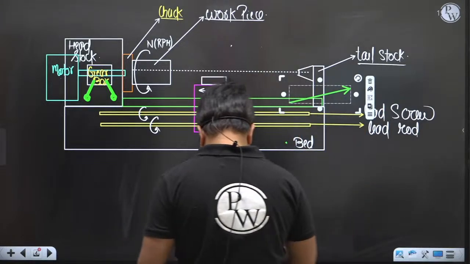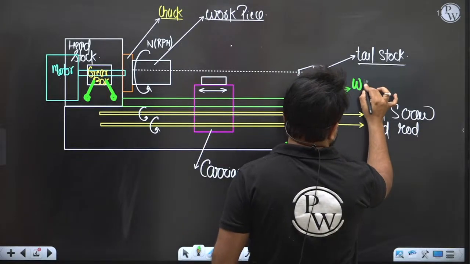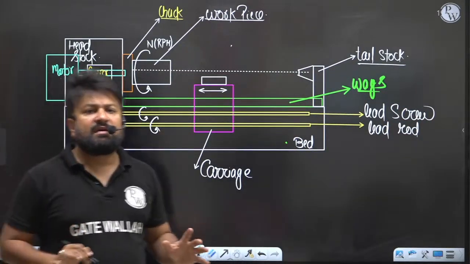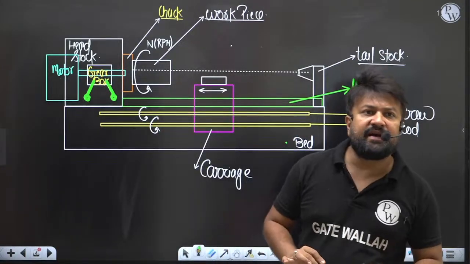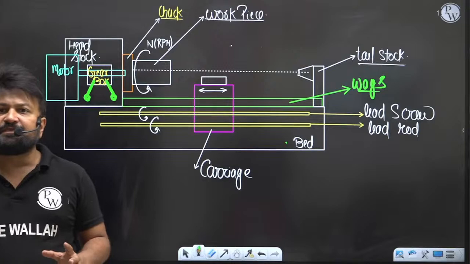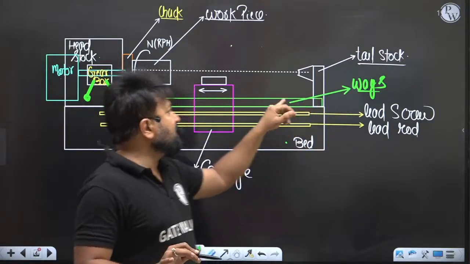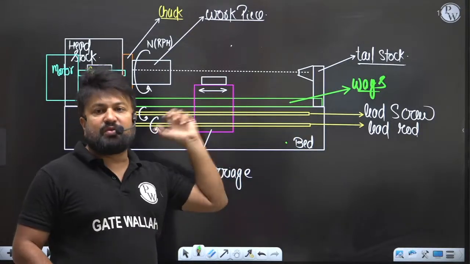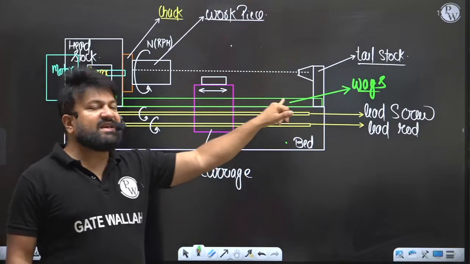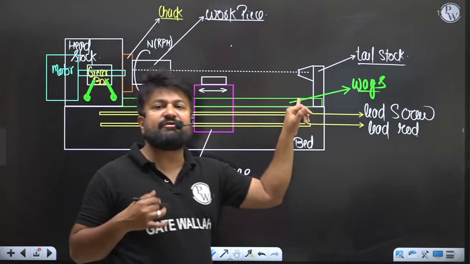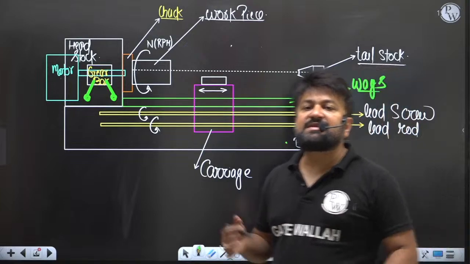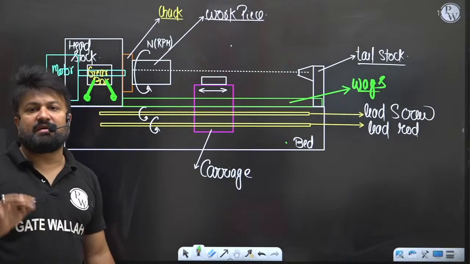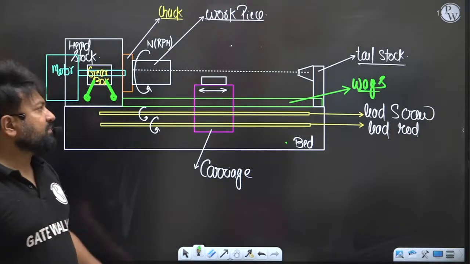This is ways, right. Can anybody tell me the function of ways? Basically ways are just like a railway track, on which the carriage will do a linear motion. So basically these are hardened rails that the carriage rides on, right?